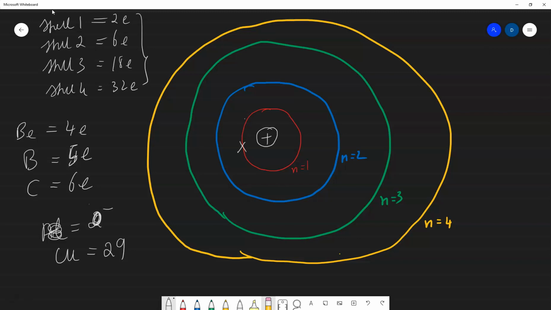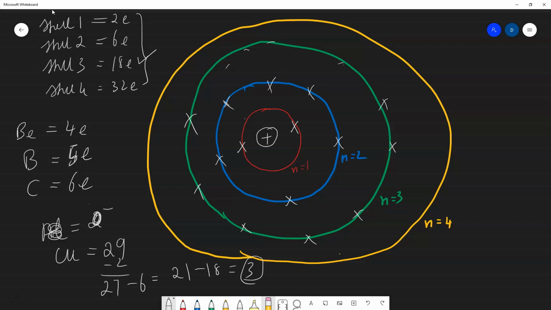The first 2 will go to the inner shell. If you take away 2, you're left with 27. The second shell can hold a maximum of 6 electrons, so you can put 6 electrons there. Out of 27, take away 6, you're left with 21. The third shell takes 18 electrons maximum, so 18 electrons of copper will be in the third shell. If you take away 18, you're left with 3.